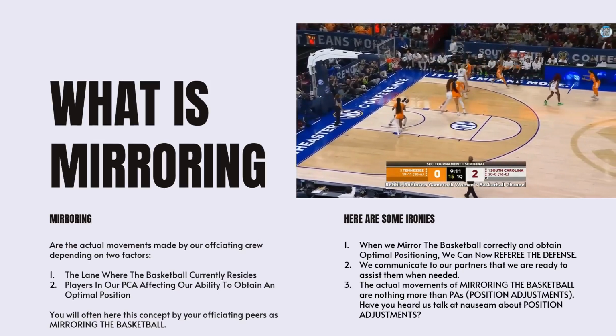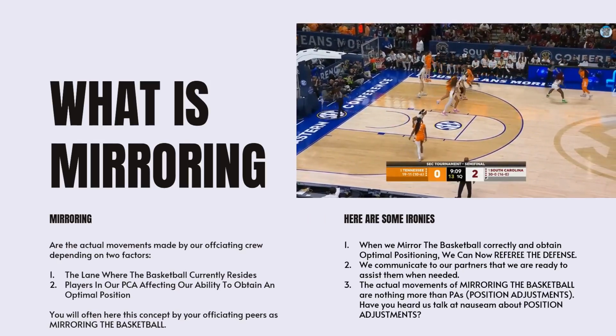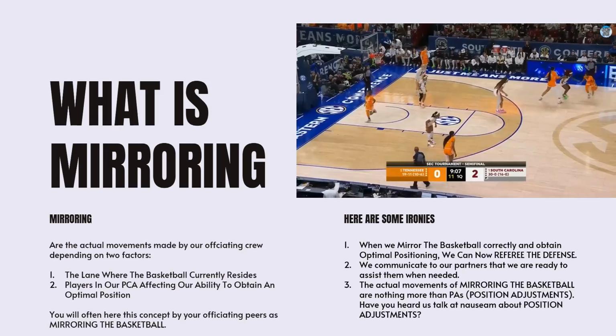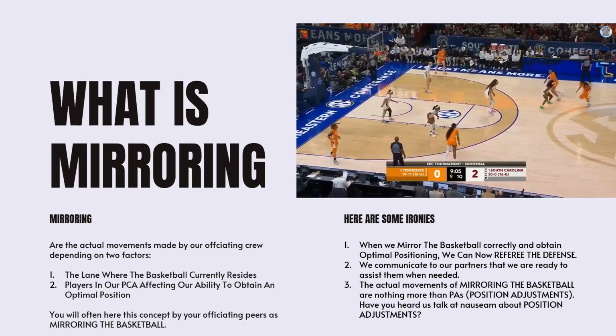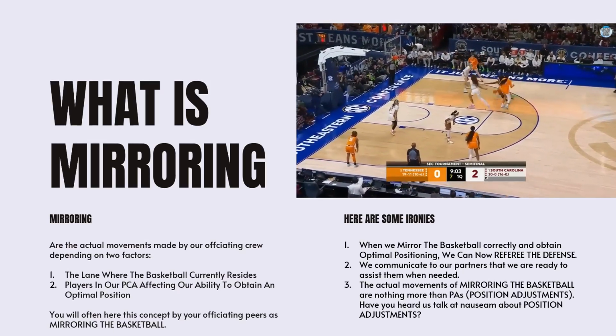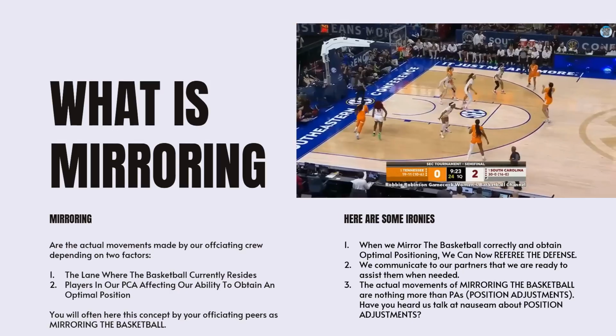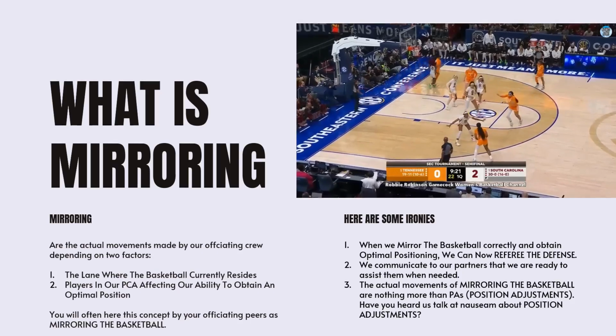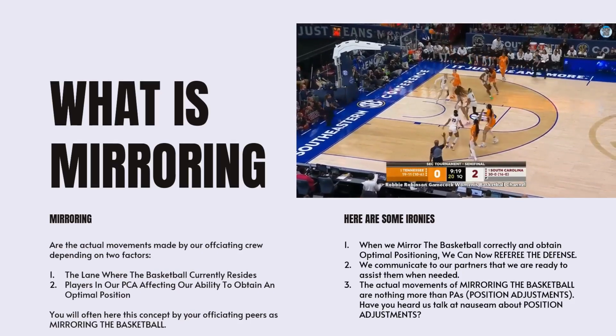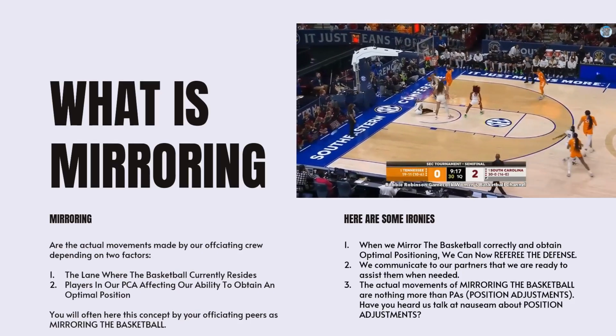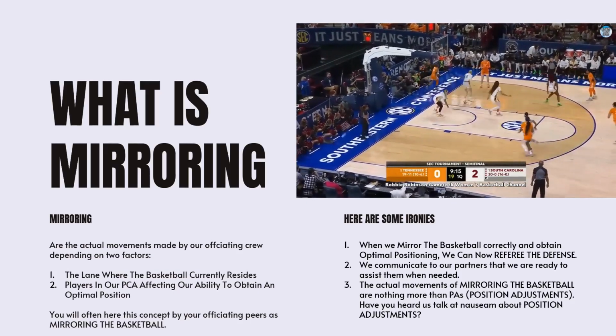Now, here are some ironies about mirroring. If we mirror the basketball correctly and obtain optimal position, we can now, say it with me, referee the defense. Stop if you've heard that one before. We communicate to our partners that we are ready to assist them when needed.